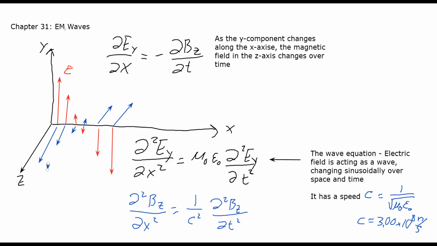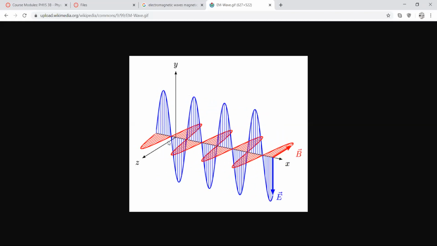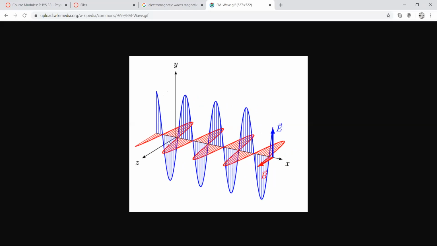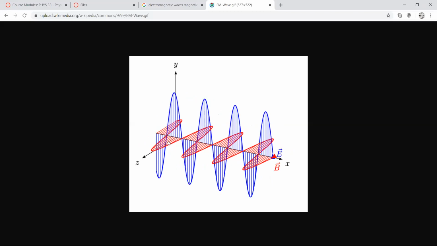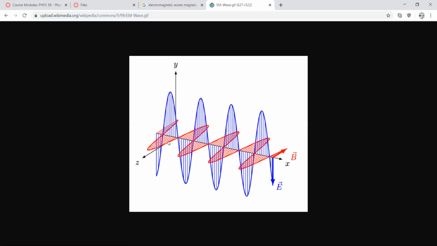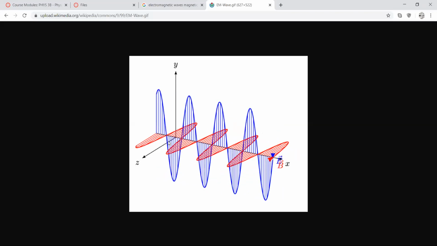So the magnetic field is along the z-axis, and the electric field is along the y-axis, and they're both waves. So let me show you kind of a picture of that to see what's going on. Okay, so here's what I'm talking about. This is an electromagnetic wave. You see the electric field is constantly moving along the x-axis, but it's also varying over time. And what you see at all times is that the electric field is perpendicular to the magnetic field.